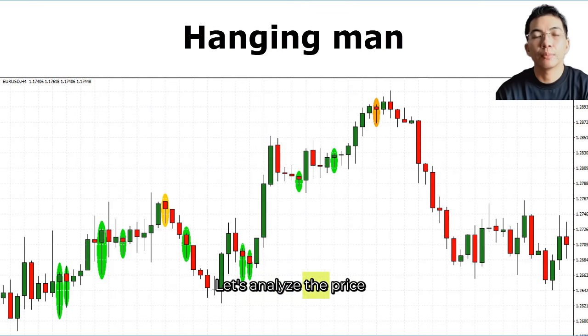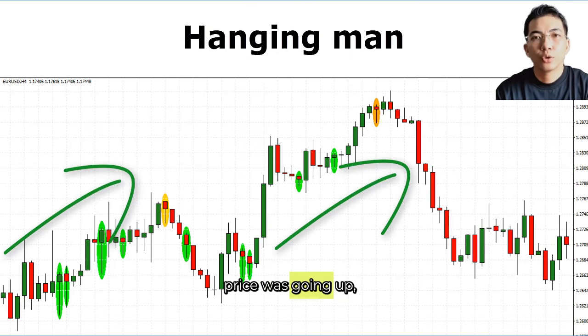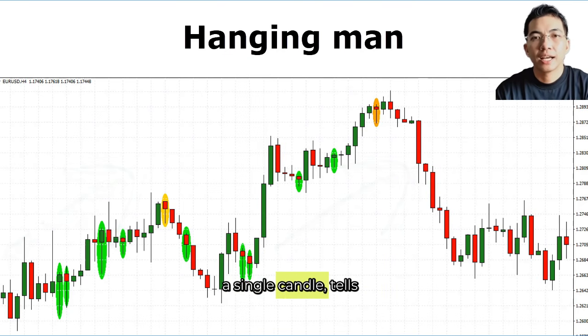Let's analyze the price action before these 2 hanging men in yellow. In previous sessions, the price was going up, so there was a clear uptrend before the hanging man appears. The hanging man, as a single candle, tells us the same information as the hammer. The session starts with sellers in control that push the price down. Then buyers appear and they manage to push the price up, closing the session near the opening price.